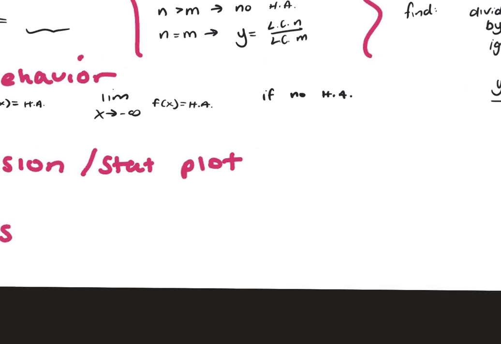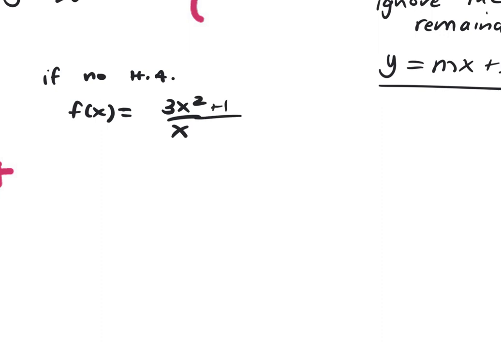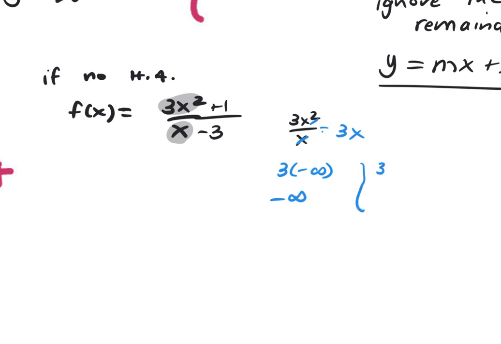So if it said something like f of x equals 3x squared over x, this does not have a horizontal asymptote. So I would take this, and even if it said like plus 1 or minus 3, I would only focus on the leading terms. I would take the 3x squared, I would put it over x, I would simplify it, and I get 3x. And then I plug in negative infinity if I want to know the end behavior to the left. Negative infinity, this is going to go to negative infinity. And if I plugged in positive infinity, my values are going to positive infinity.